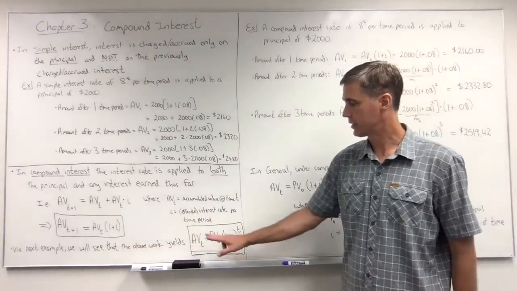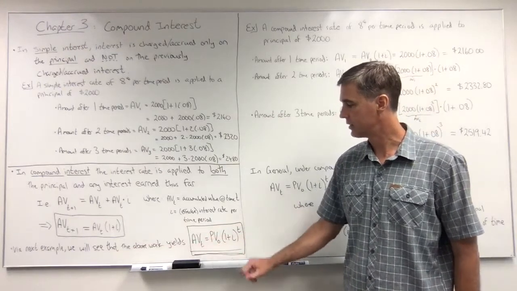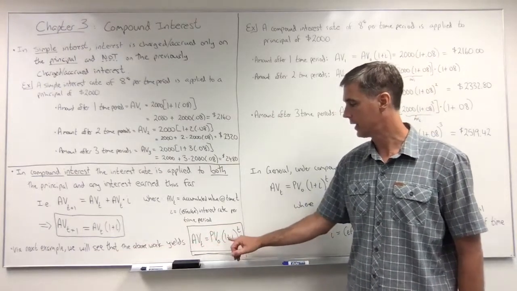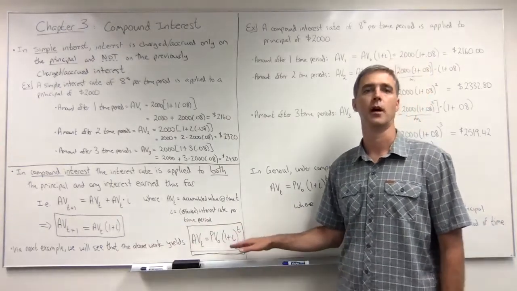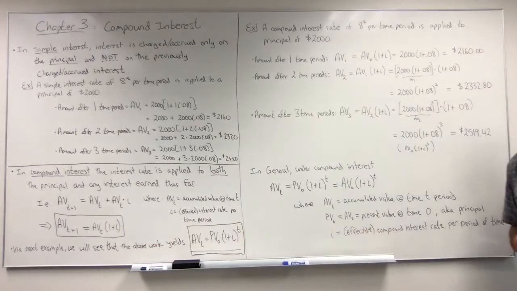Okay, all right, and via the next example, we're going to actually work out this more useful formula for compound interest. The accumulated value at time t is the initial amount we start with times (1 plus i) to the tth power, okay? So that's the formula we're going to use an awful lot. Let's see where it comes from.